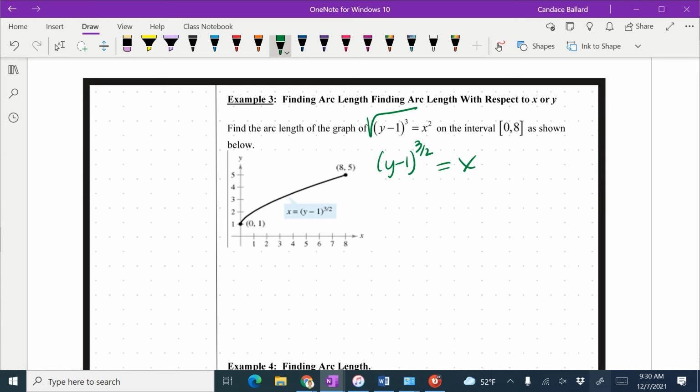Okay, so here's what I want to do. If that's what x equals, we're going to do this in terms of y. So when you do your bounds, make sure you use y bounds. Okay, they're in the picture. And then remember, you have to take the derivative of this thing.